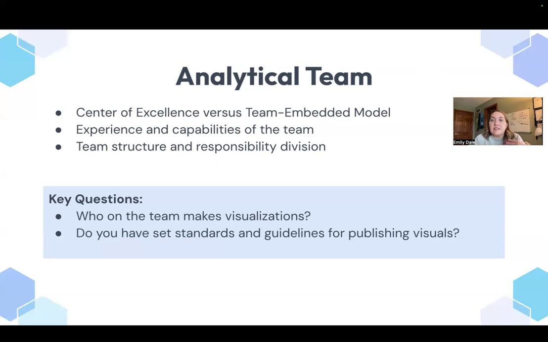And then say the sales department needs something, they would go to that data team for that request. A team embedded model means that the sales team, sales department, they have their own data person or people. Marketing has their own. And again, there's variations on all of this. I've worked at both. I've worked at hybrids of them.